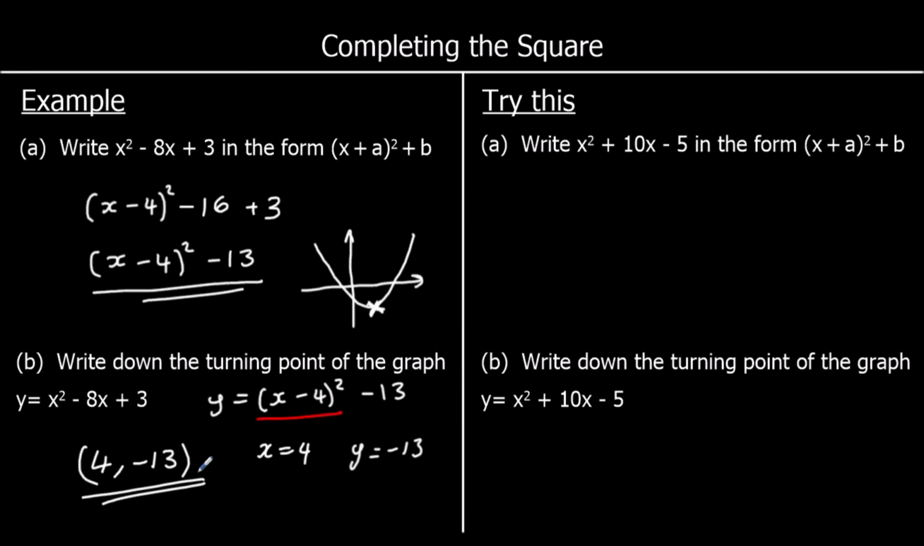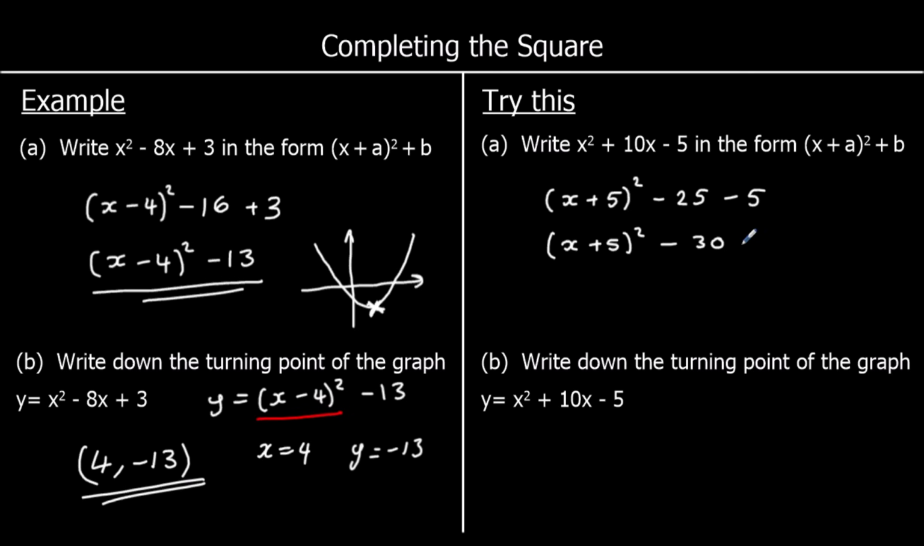Okay, one of these for you to try. So give it a go. So write x squared plus 10x minus 5 in the completed square form. So we're going to take our middle number, which is 10, our b term, and half it. So we're going to have x plus 5 squared. Then we're going to take away 5 squared, which is 25. And we've also got a minus 5 on the end. So simplifying, we've got x plus 5 squared minus 30.